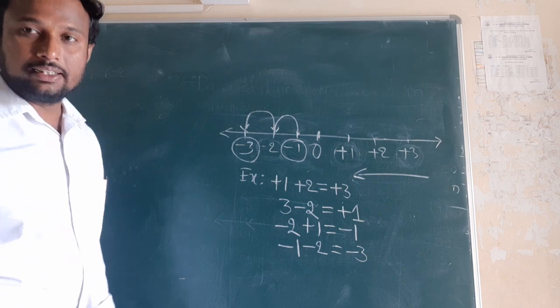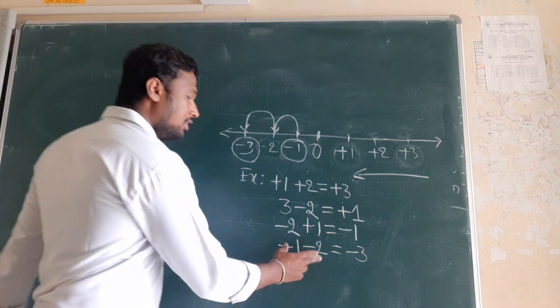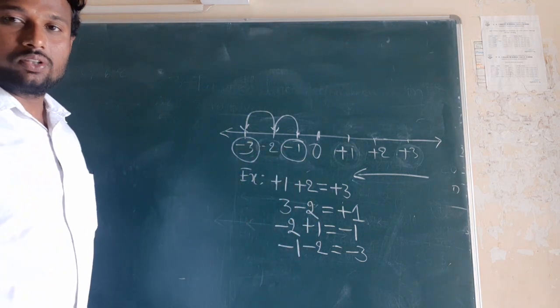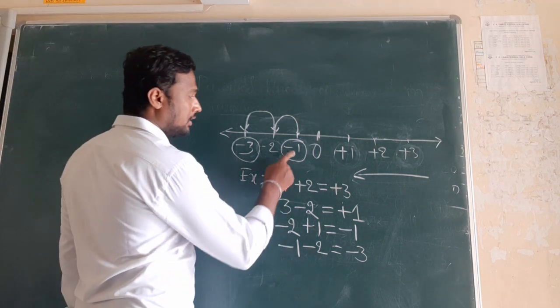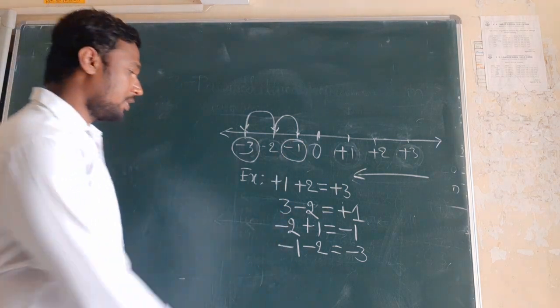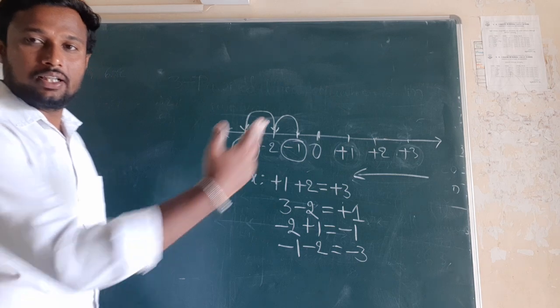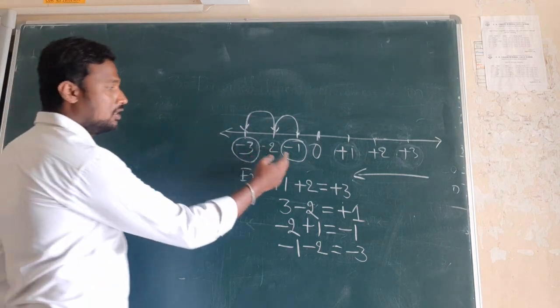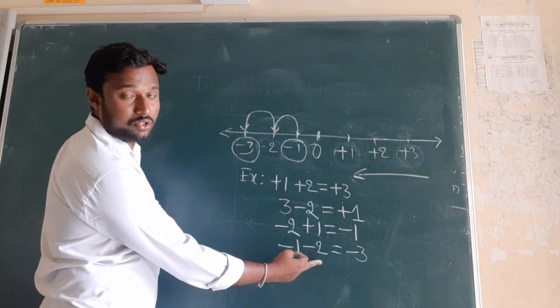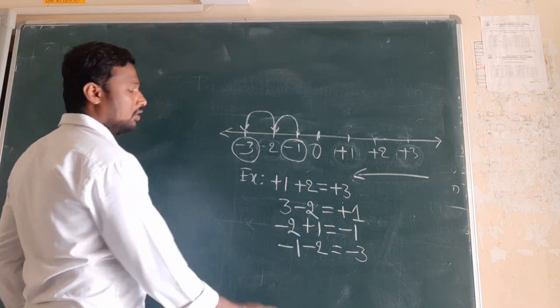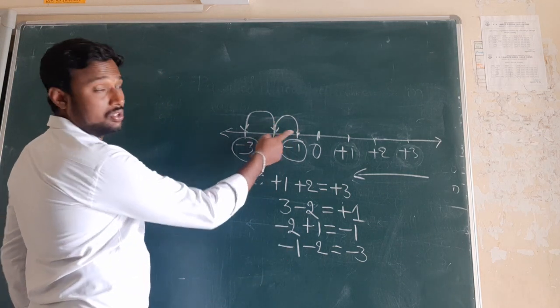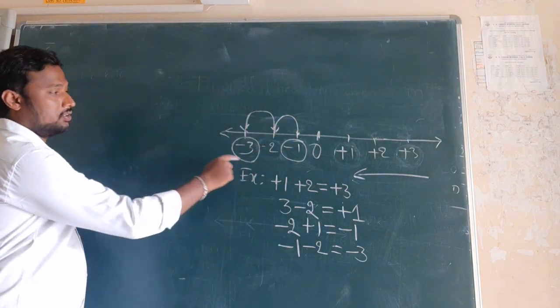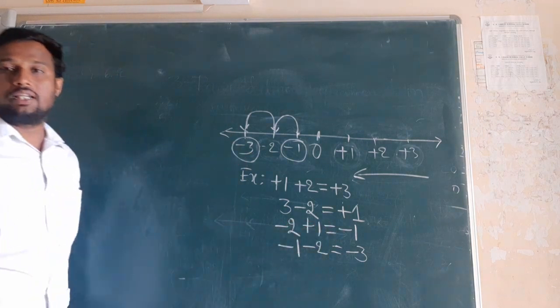Next after that, the last one I considered has two integers where both are negative integers only. So first we represent -1 here. Next we have -2. When you are subtracting, again you have to move in left direction. How many times? 2 times, because you are subtracting 2 here. So 2 times I moved towards left side, and I got the answer -3.